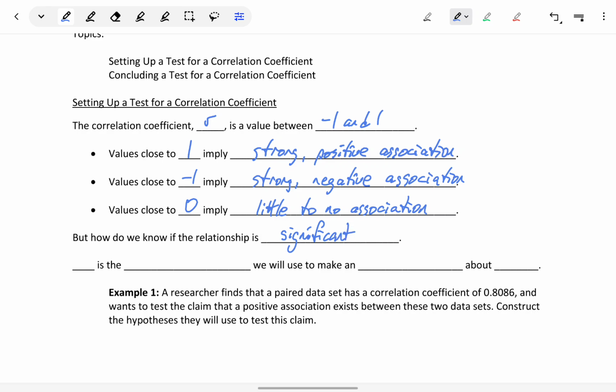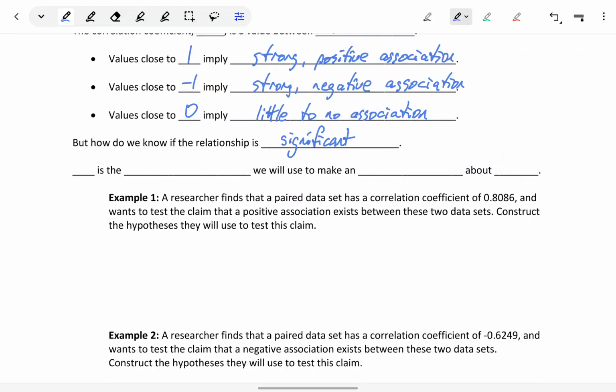It could be that the relationship we're seeing in the sample data is due to chance or due to the variability of samples. So we're going to dip our toes back in the waters of hypothesis testing.